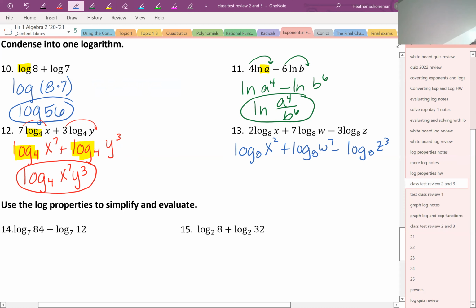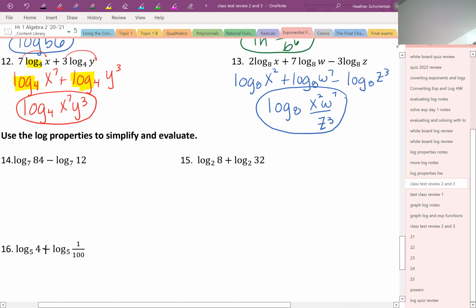Okay, the first two are plus, so that means it's multiplied. Last one is minus, so that means it's divided. So we're going to have log base 8 x squared w to the 7th over z to the 3rd. And there is our answer.